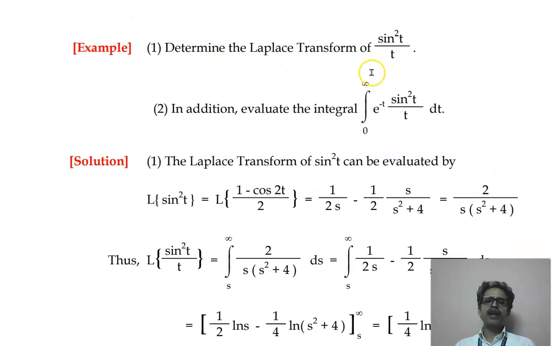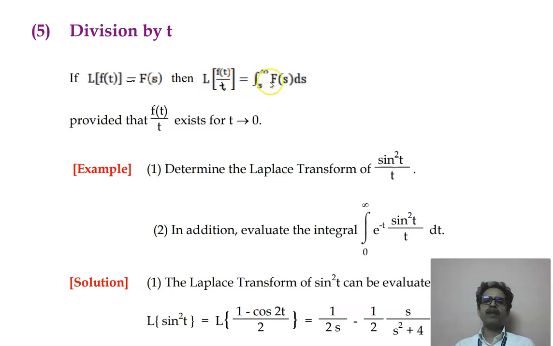So this property we are applying now. Laplace of f(t) is capital F of s. So we obtain Laplace of sin square t as capital F of s. Hence now we can obtain Laplace of sin square t upon t by taking this capital F of s in the integral, and then evaluate this integral. You can get the required Laplace transform.